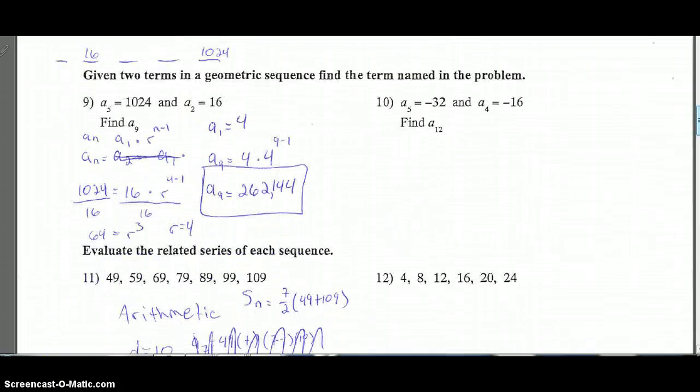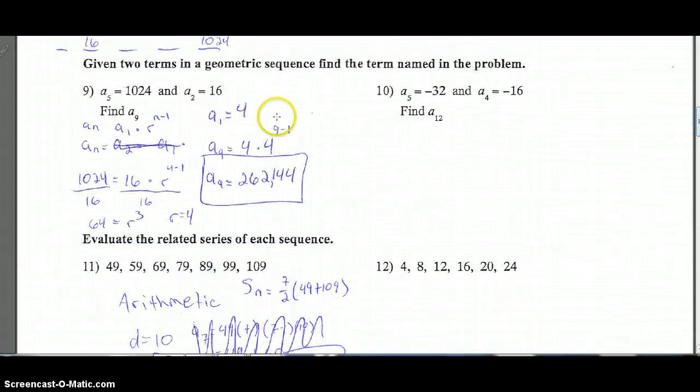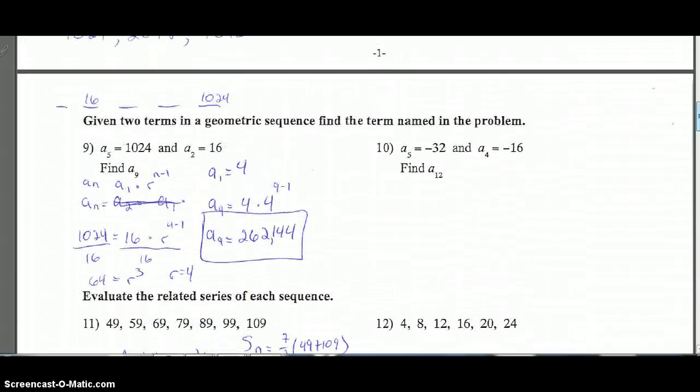Number 9, you know 2 terms. This one's kind of hard. You know 2 terms, and you've got to find something, and you can actually find R if you just look from 16 to 1024 and make 16 your first term. Now instead of 5 terms total, there's only 4 if I'm going from 16 to here.